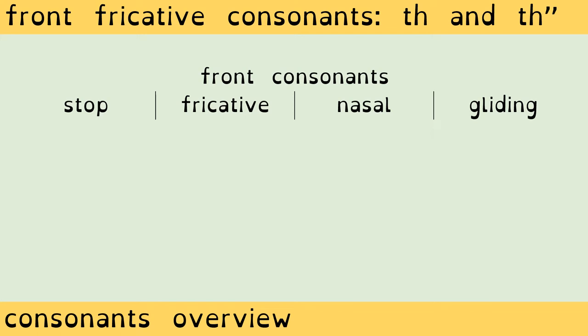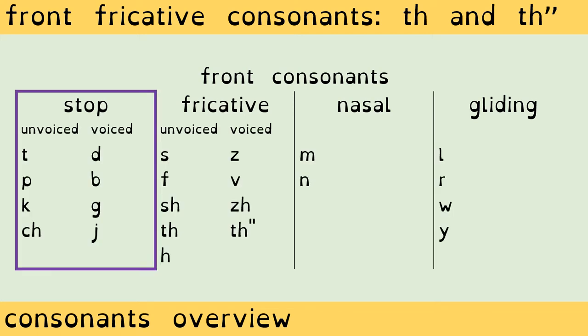Consonant letters represent consonant sounds, and the consonant sounds can be separated into 4 main categories. Here is the list: stop consonants, fricative consonants, nasal consonants, and gliding consonants. In lessons 3, 4, 5, and 6, we practiced the stop consonants. Stop consonants are consonant sounds that stop after a single puff of air. We also learned that stop consonants have unvoiced and voiced pairs. T and D are a pair, P and B are a pair, K and G are a pair, and CH and J are a pair.